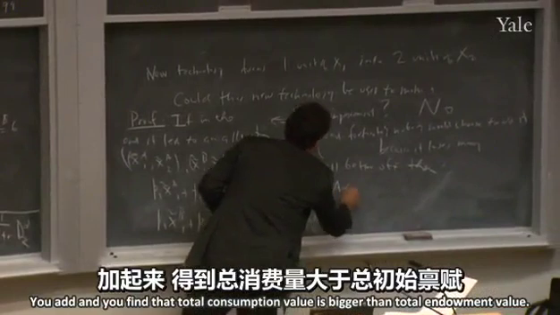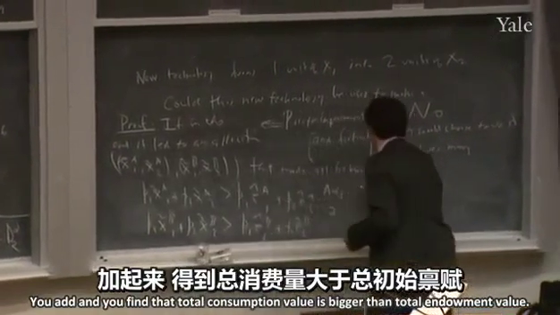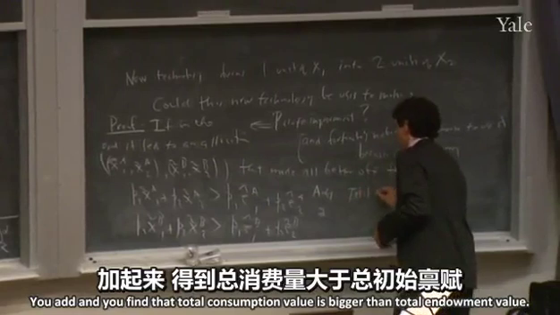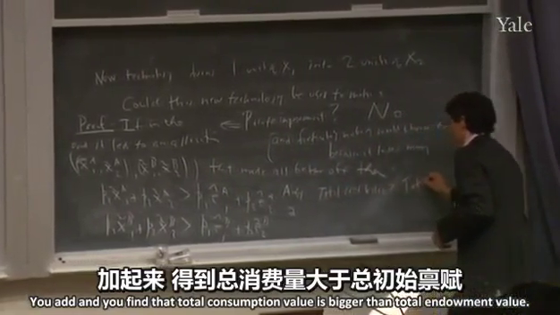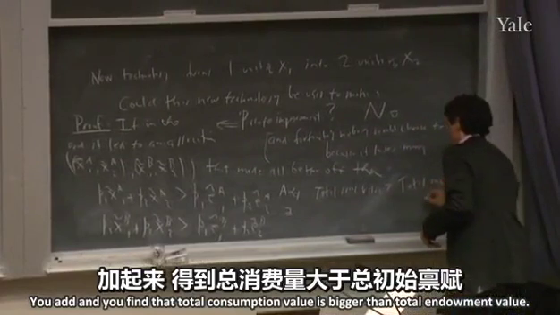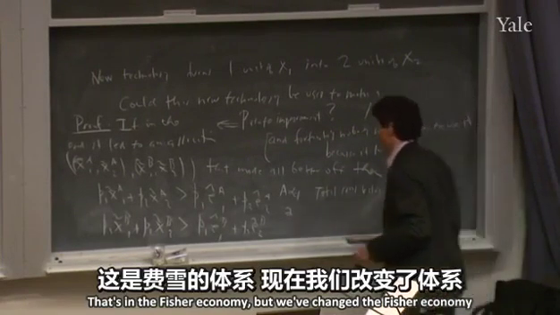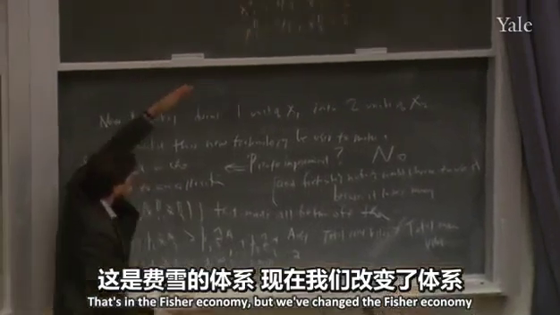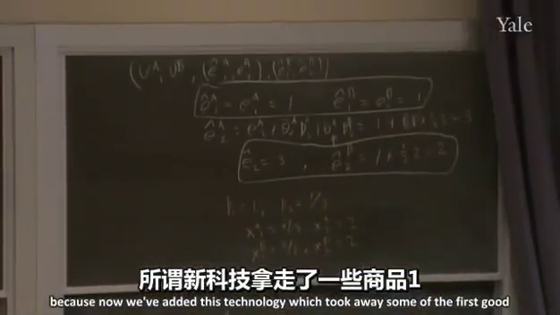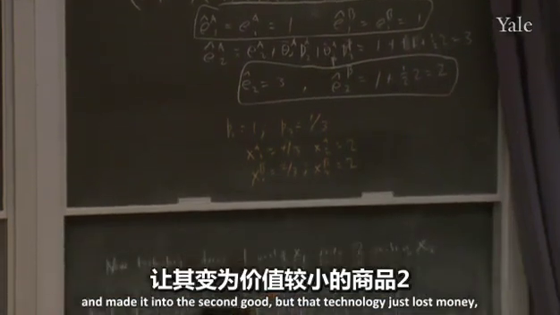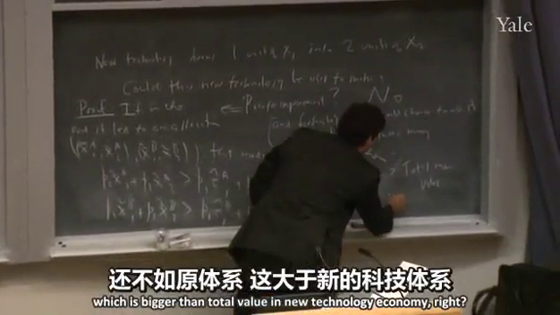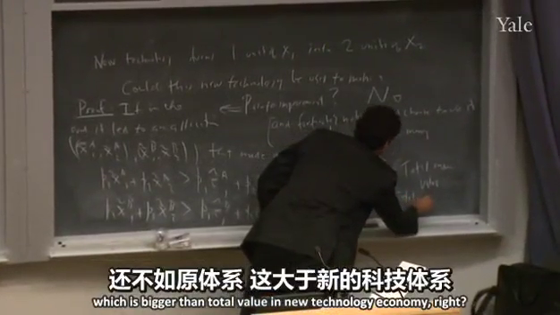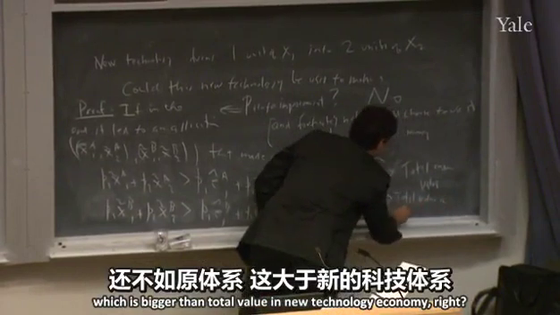You add, and you find that total consumption value is bigger than total endowment value. Okay, that's in the Fisher economy. But we've changed the Fisher economy, because now we've added this technology which took away some of the first good and made it into the second good. But that technology just lost money, which is bigger than total value in the new technology economy.